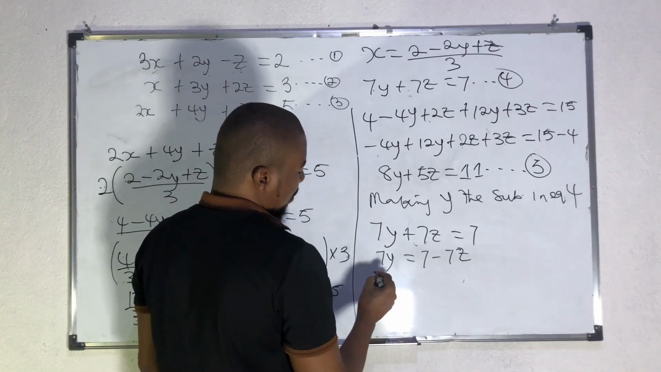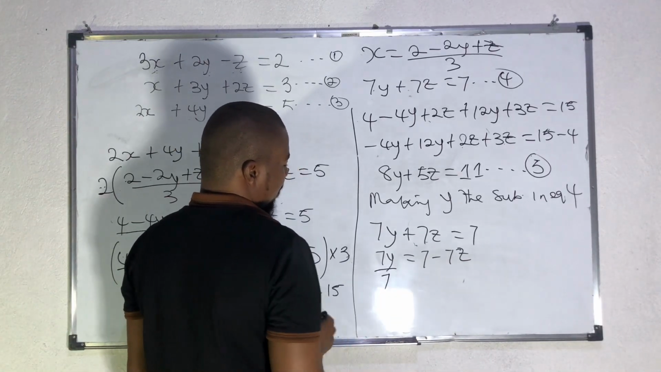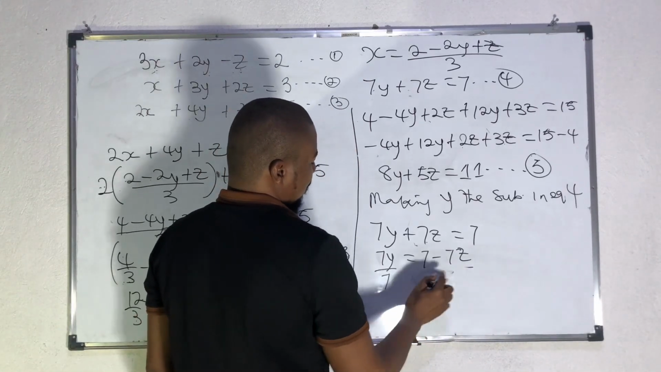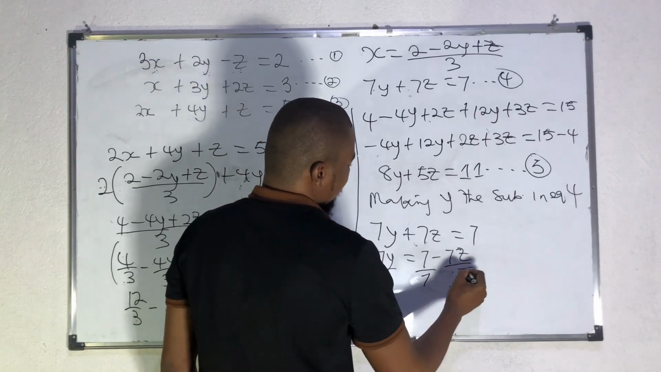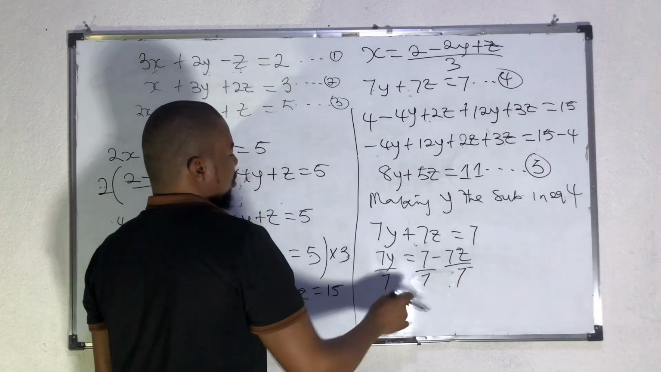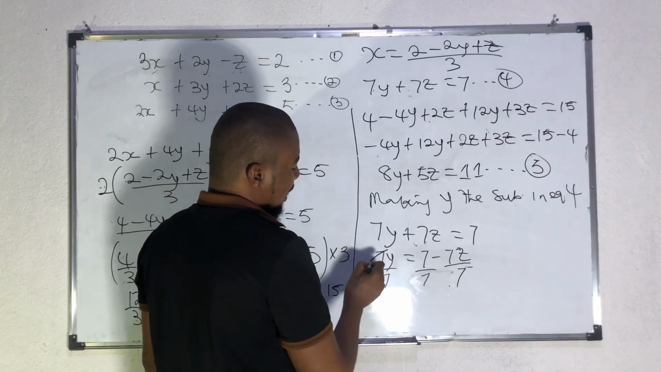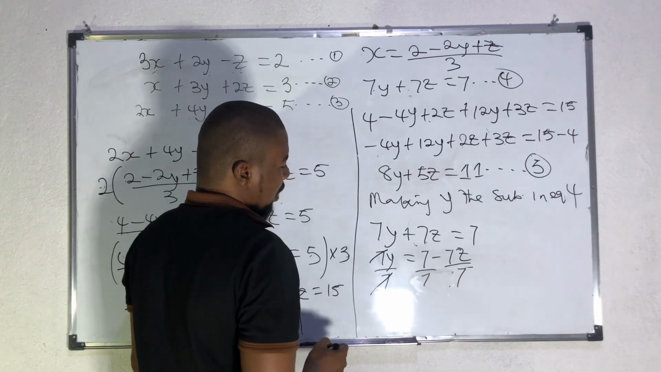To solve for y, I will divide both sides by 7. Let me do it separately. This is over 7. This is over 7. I'm going to divide everything on the right and everything on the left by 7 to solve for y. The 7 here cancels out with this. What are we left with?